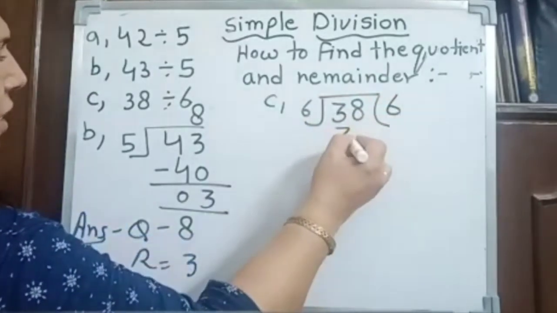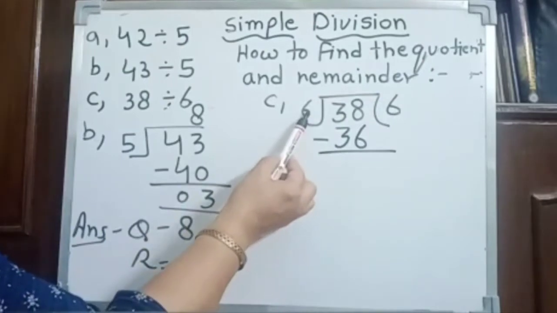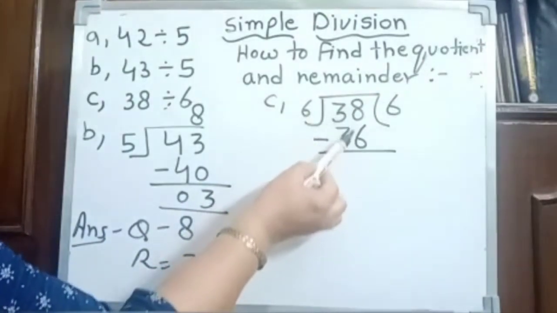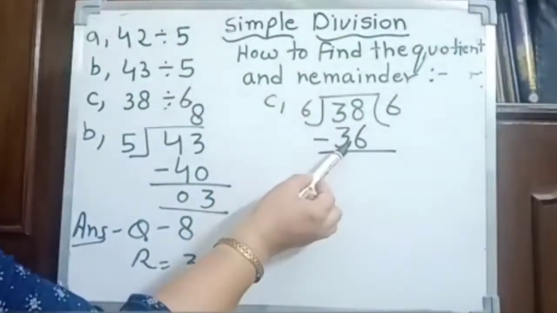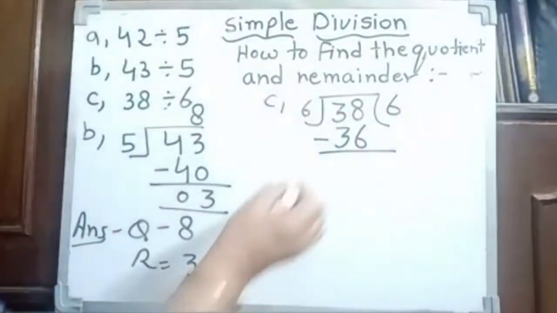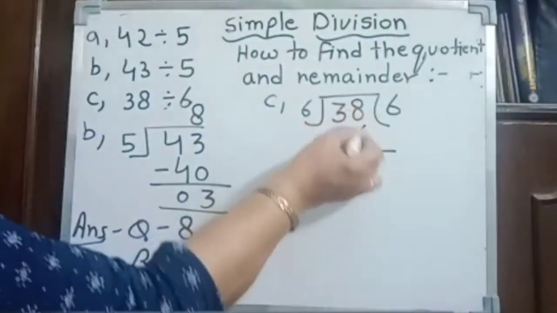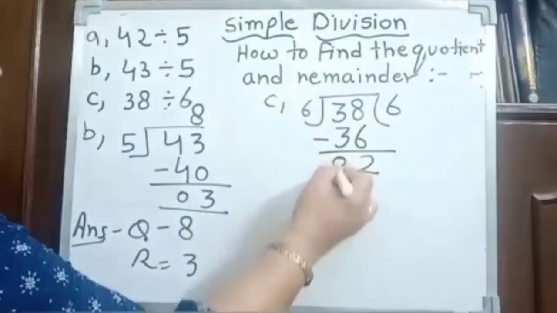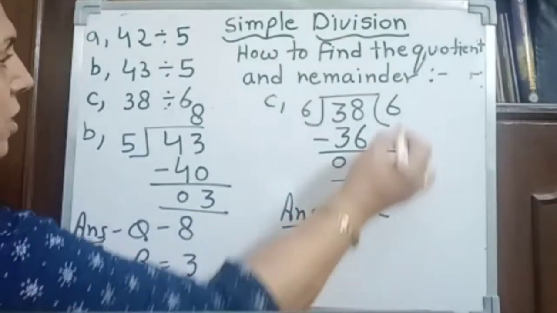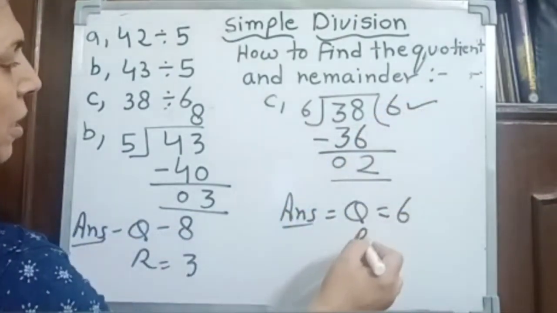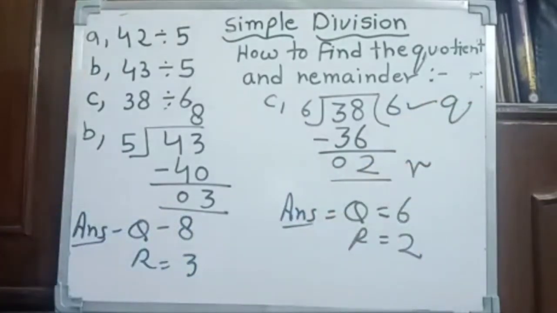6 sixes are 36. So again, remember this: table of 6, count less than 38. 6 sevens, you all know, are 42, more than 38. Now you have to stop. 6 sixes are 36. 8 minus 6, 2. 3 minus 3, 0. So you put the answer like that. Quotient is 6. Remainder is 2. This is Q. This is R.